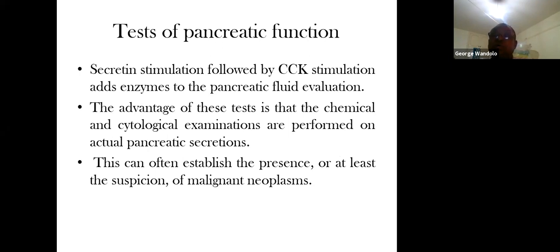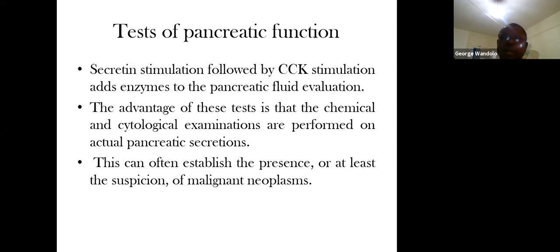Secretin stimulation is followed by cholecystokinin stimulation, and this adds enzyme to pancreatic fluid. So when we want to do direct pancreatic function testing, we inject patients with secretin, and secretin will stimulate production of cholecystokinin, and cholecystokinin will stimulate production of enzymes from the pancreas. The advantage of this test is that the chemical and cytological examinations are performed on the actual pancreatic secretions. Once we inject these people with secretin, then we stimulate cholecystokinin, and the secretions are collected from the stomach. We get an orogastric tube and aspirate pancreatic secretion from the duodenum that we can assess.